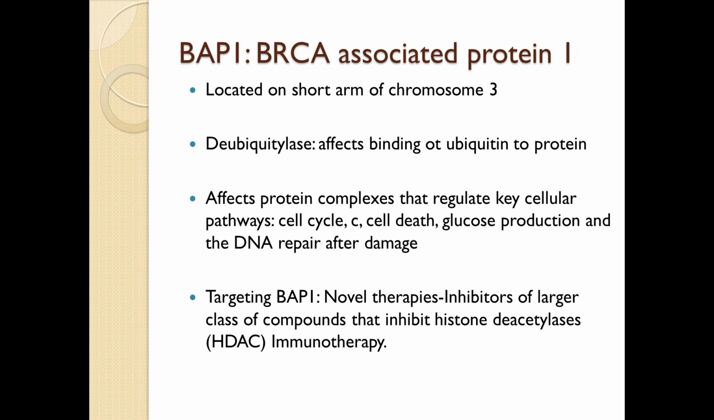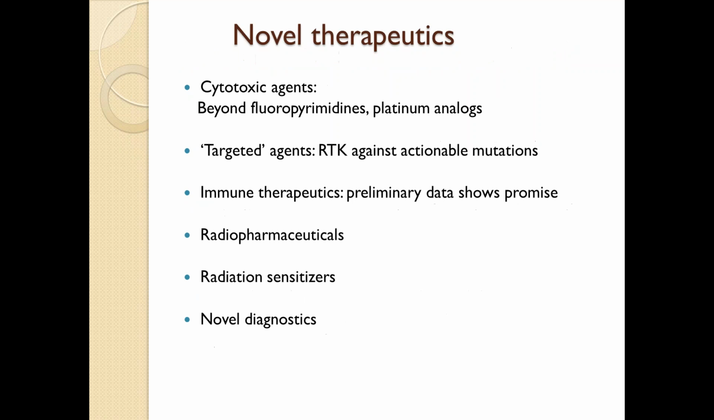So how can we target BAP1? It is currently not known. The attempt is novel therapies, and it seems that a family of drugs called histone deacetylase inhibitors, or HDAC inhibitors, such as vorinostat, may have value. In melanoma, particularly uveal melanoma, there is some interesting research with immunotherapy in BAP1 associated tumors. Currently, there's no data that BAP1 associated tumors respond any better to immunotherapy, but this is an area of research.